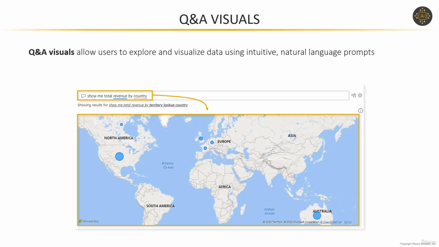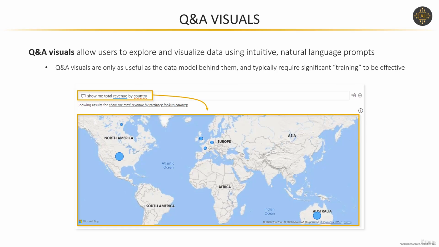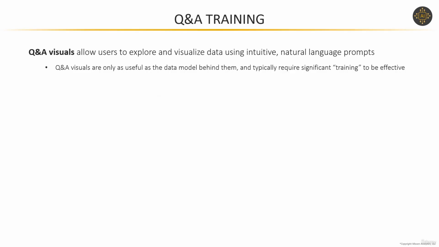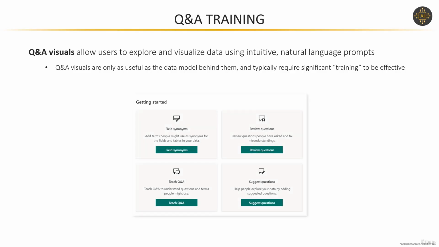Now, the important thing to know about Q&A visuals is that they're only as useful and only as accurate as the data model behind them, and they typically require a significant amount of training before they're truly effective. So what exactly do I mean by training? Well, inside of Power BI Desktop, we have a few different options to refine our model and teach Power BI how to handle different types of queries.